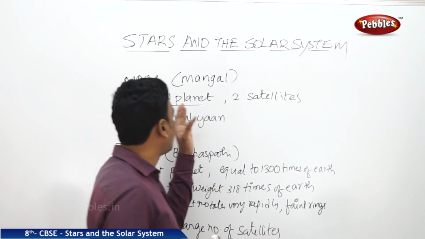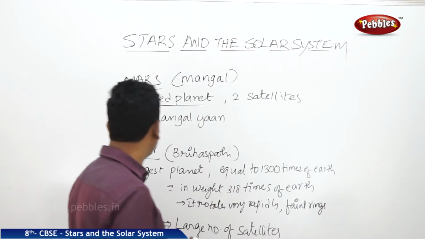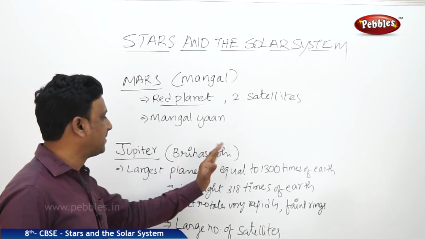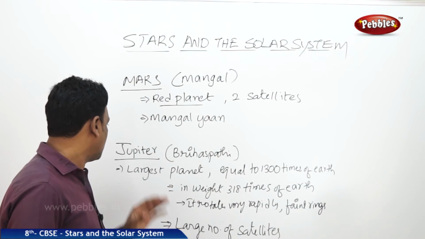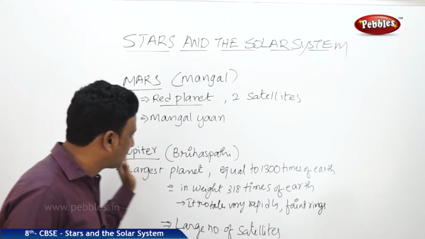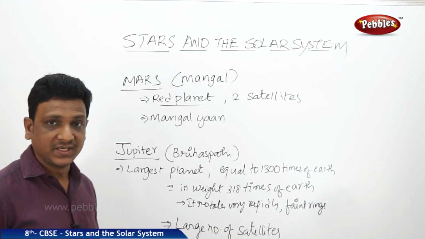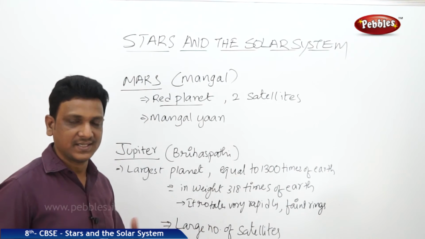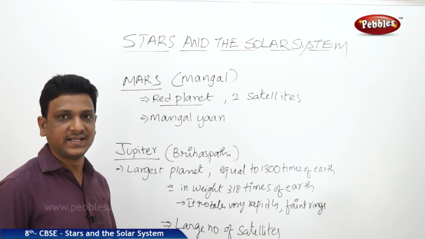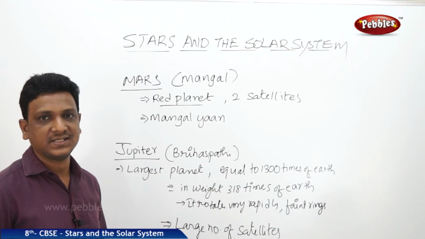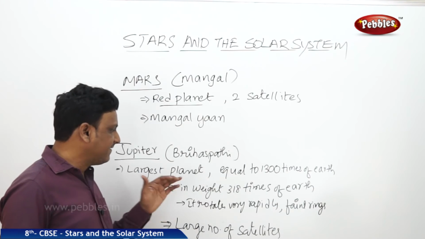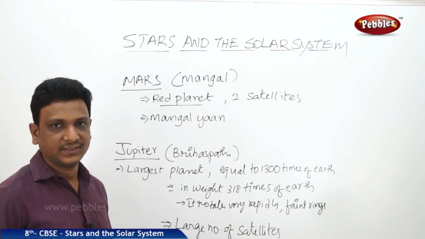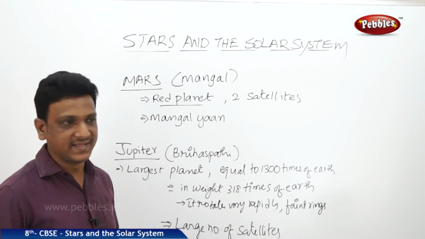So Mars is a red planet. It has 2 satellites. Next to Mars, Jupiter. Jupiter is called Brihaspati in Indian names. Jupiter is the largest planet in the solar system. It is equal to 1300 times the Earth in size. 1300 times larger than the Earth. You can compare the difference. Very large. In weight, it is 318 times heavier than the Earth.